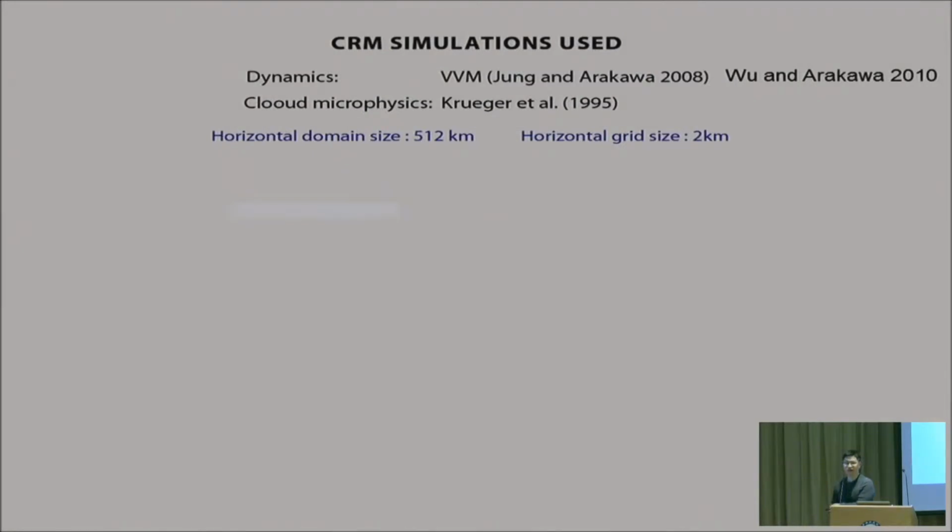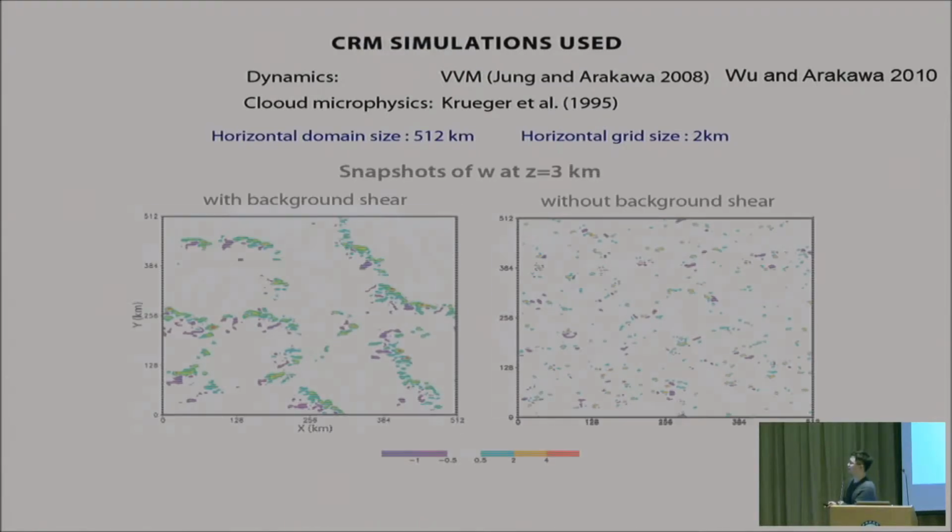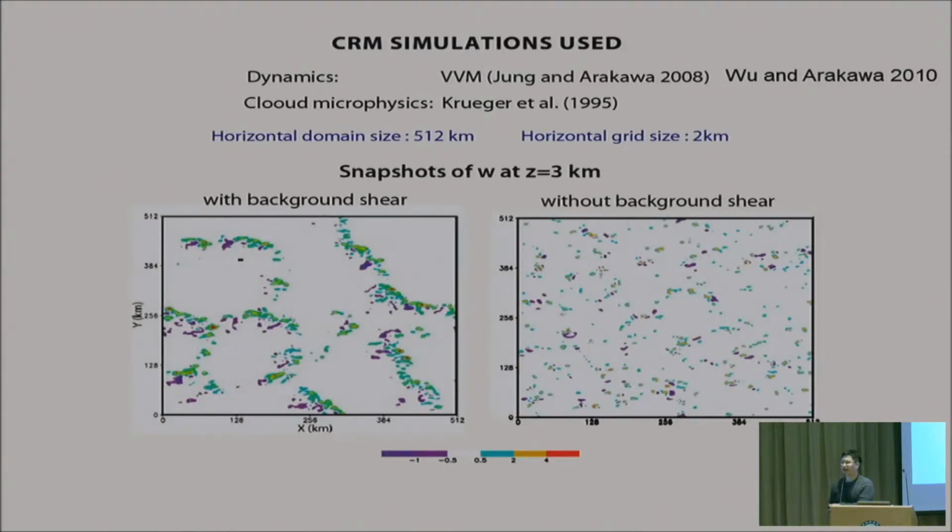Here, we didn't actually run a general circulation model to do this work. Instead, we use a high-resolution cloud resolving model to test our hypothesis. The dynamics were developed by Chien-Ming Wu 2008 and Wu 2010. The microphysics uses a very simple bulk microphysics developed by Kuo. Here we have a horizontal domain size of 512 kilometers and a resolution of 2 kilometers. And we choose two types of typical tropical convection: one with background shear, which is squall line-like convection, and the other without background shear, which is popcorn type convection.